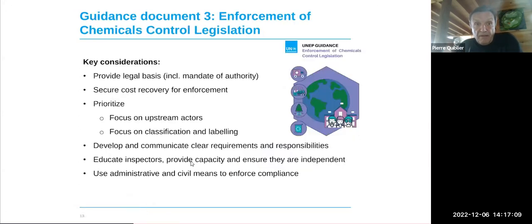Guidance document 3 is on enforcement, how to enforce the chemicals control legislation. It provides key considerations: the legal basis, including the mandate of the authority, how to secure cost recovery for enforcement, how to prioritize the focus on upstream actors, as well as focus on classification and labeling. How to develop and communicate clear requirements and responsibilities, how to educate inspectors, provide capacity, and ensure their independence in the process. How to use administrative and civil means to enforce compliance. Next, please.